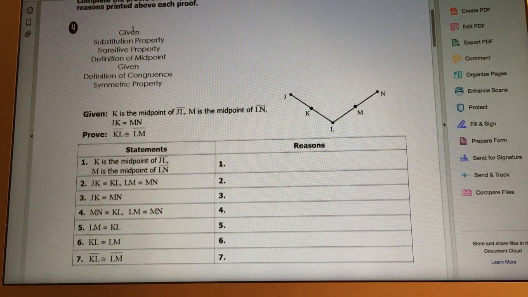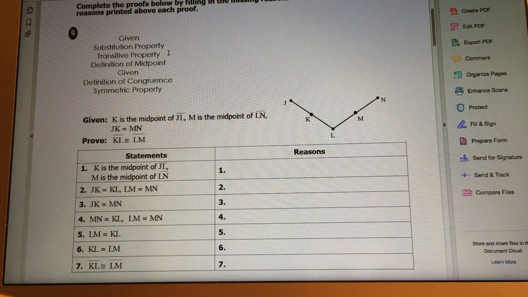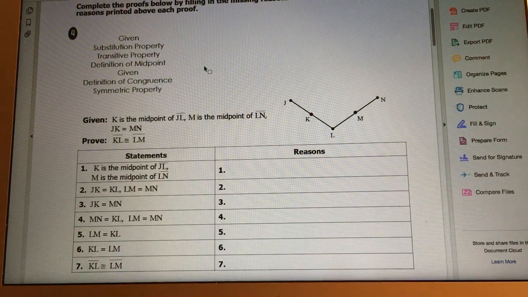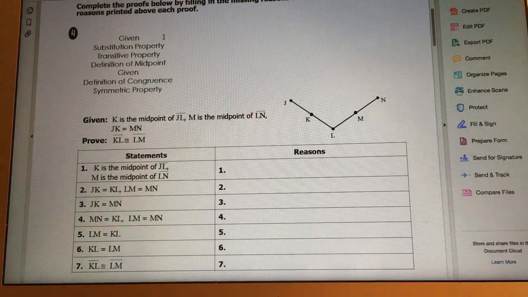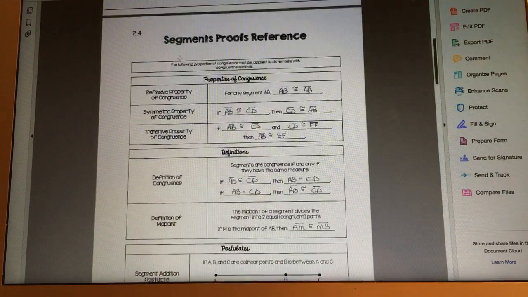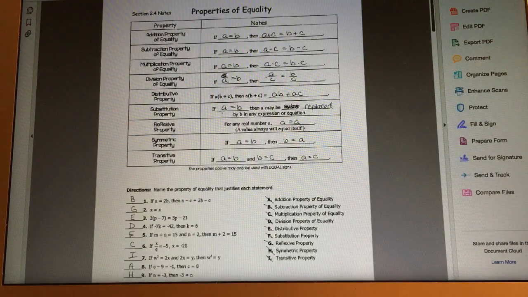So complete the proofs below by filling in the missing reasons. You may pick from the bank of reasons printed above each proof. So when you're doing these, if you don't yet know what these properties are, it's really important that you, at the start of the problem, identify what they're all used for. So you have the substitution property. Recall the substitution property is a property that if A equals B, then A may be replaced by B in any expression, or B can be replaced by A in any expression. So that's what the substitution property is.